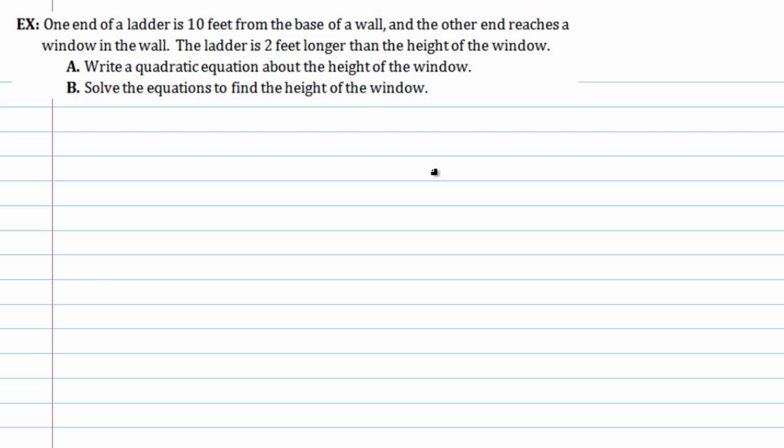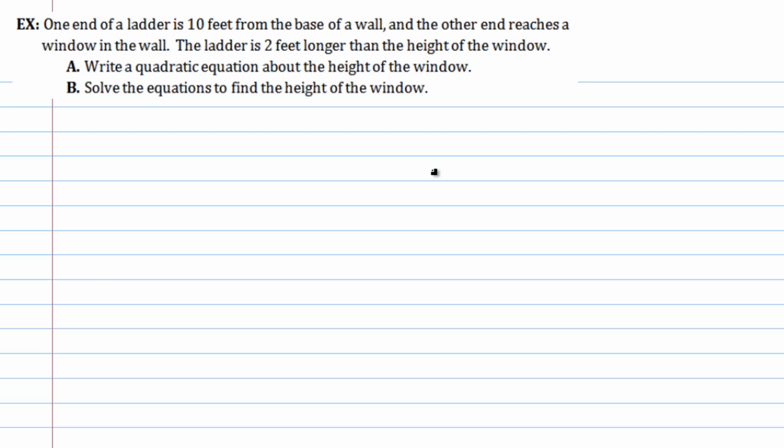Reading this out, one end of a ladder is 10 feet from the base of a wall, and the other end reaches a window in the wall. The ladder is 2 feet longer than the height of the window. And so now they're asking us to write a quadratic equation about the height of the window and solve the equation to find the height of the window.